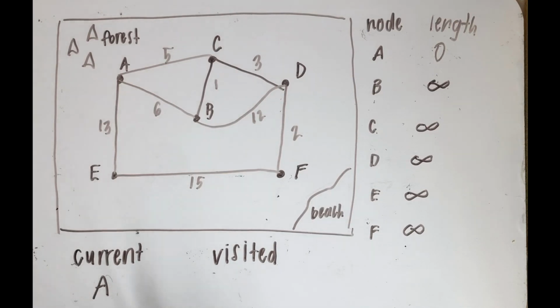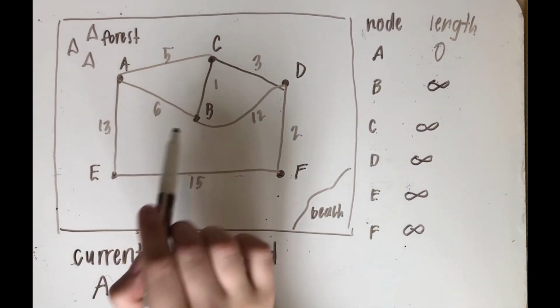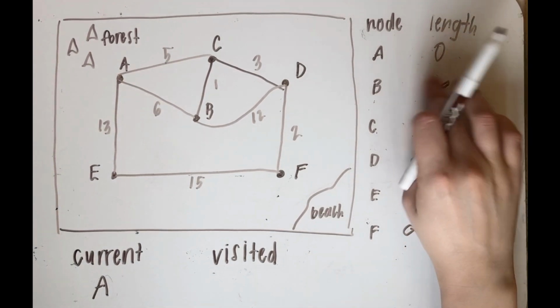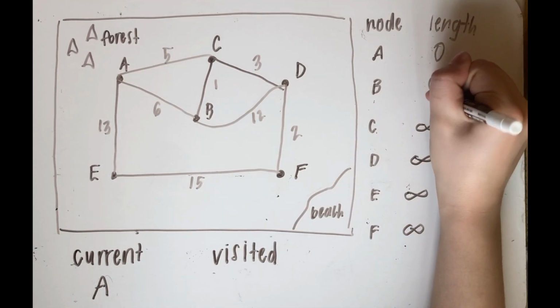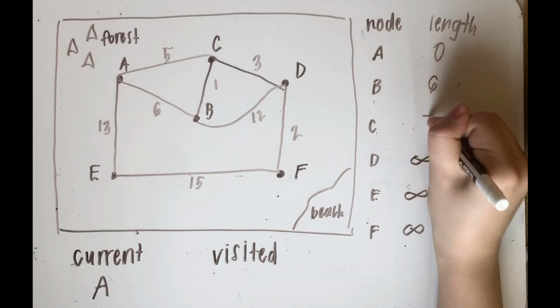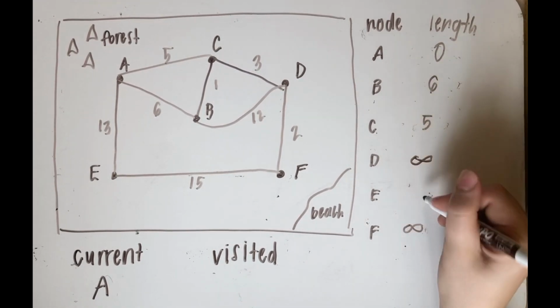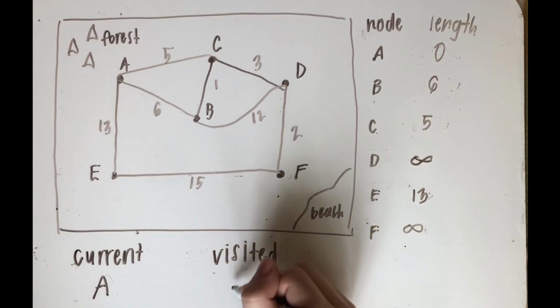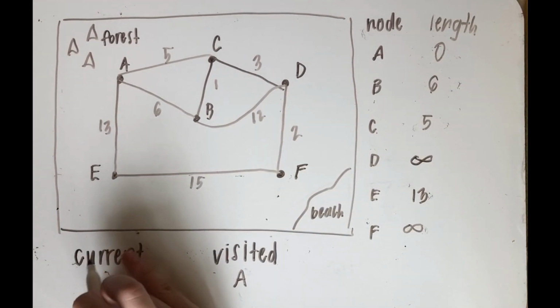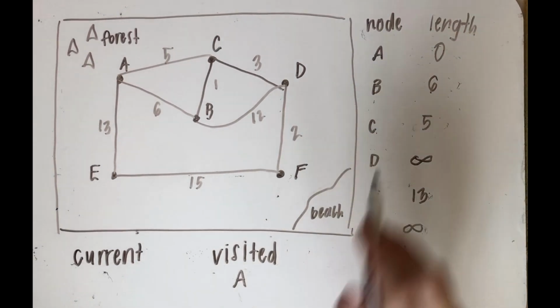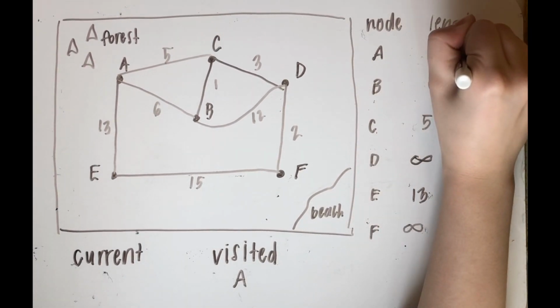From A, we can visit B, C, and E. To get the time values of B, C, and E, we simply add the time value of A, which is 0, and the time it takes to get from A to that node. So, for example, for A to C, it would be 0 plus 5, resulting in a time value of 5 for C. Now that we've considered the travel times to its adjacent nodes, we can say that we visited A, meaning that we have the value for the shortest time to get to A, and we've considered all of the roads leading out of A.